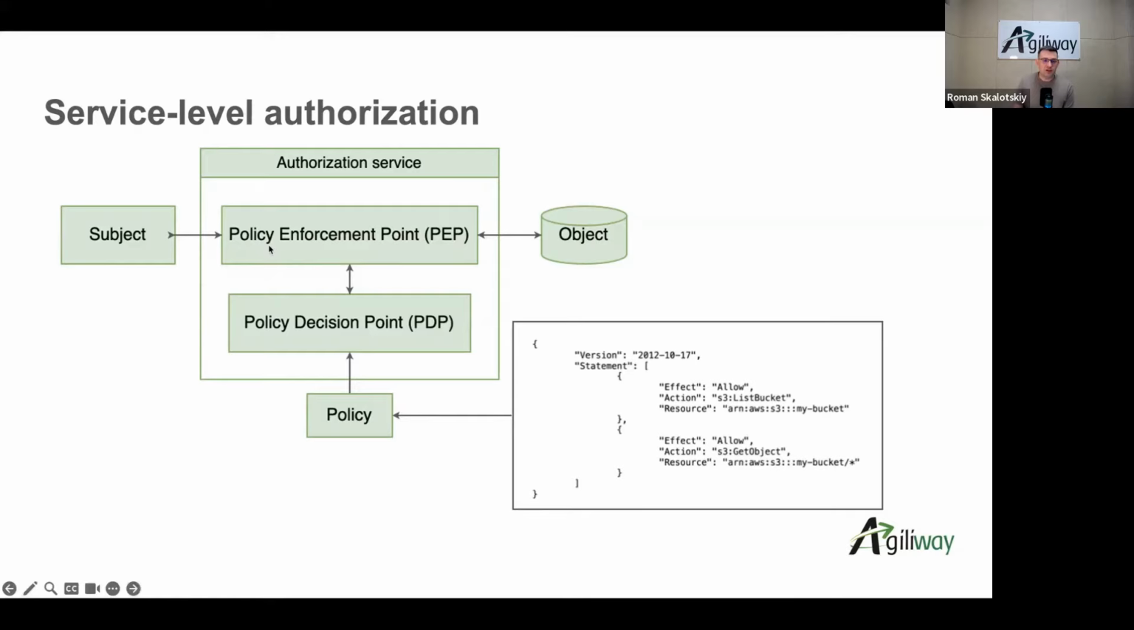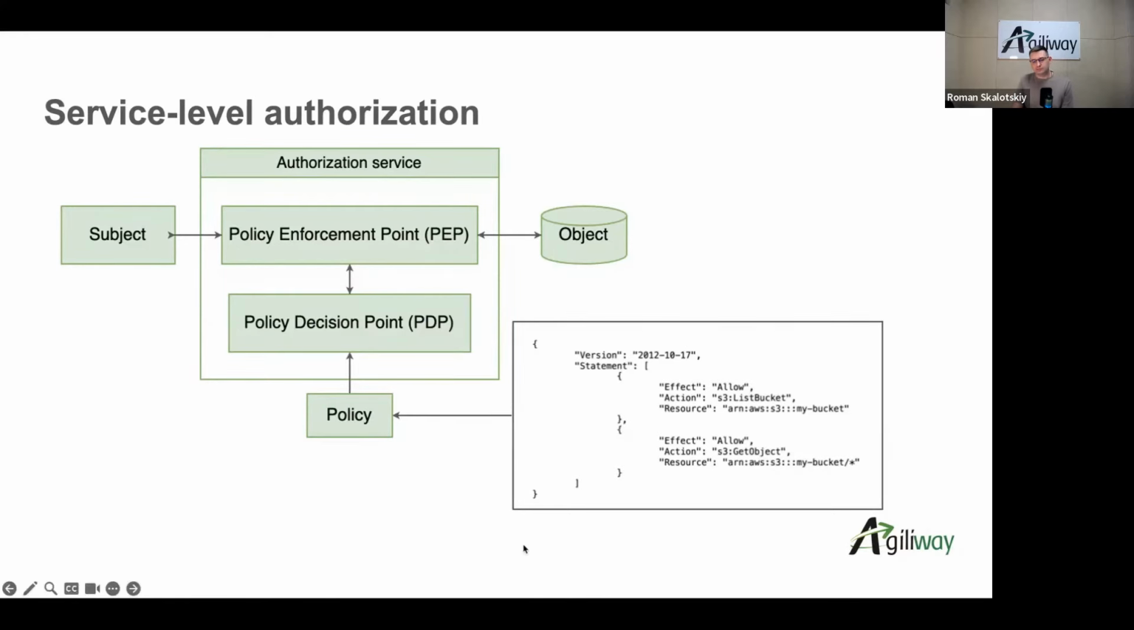And we can see the policy enforcement point, PEP. It enforces the policy decision in response to the request from the subject requesting access to the protected object. And for example, service-level authorization in AWS Lambda can be achieved using IAM policies to control access to specific AWS services.